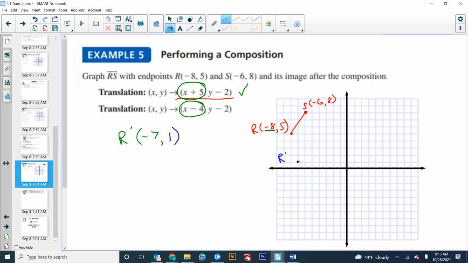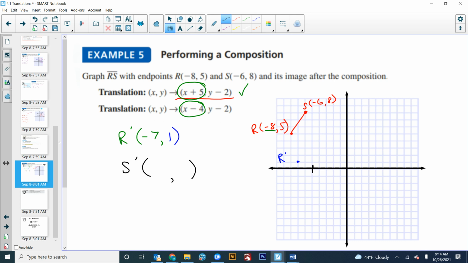Let's do the S prime. Let's do the x's first. Here's S prime. I'm at an x value of -6. The first one says to move right 5. So 1, 2, 3, 4, 5. But then I have to move left 1, 2, 3, 4. Does everybody agree this is going to be the x value right here? I haven't moved up or down yet, but that's going to be the x value right here of my S prime. I still have to do the up and down.